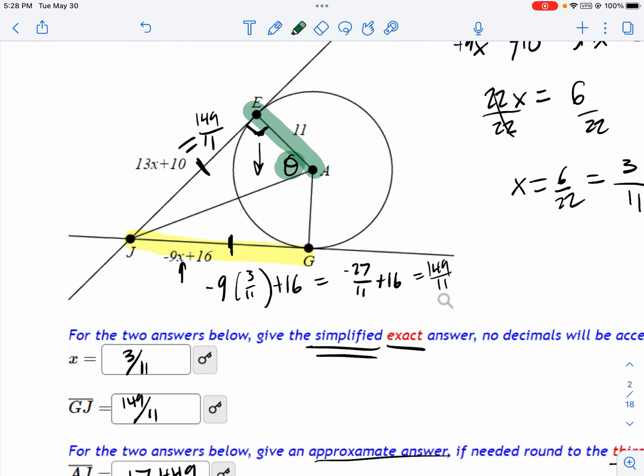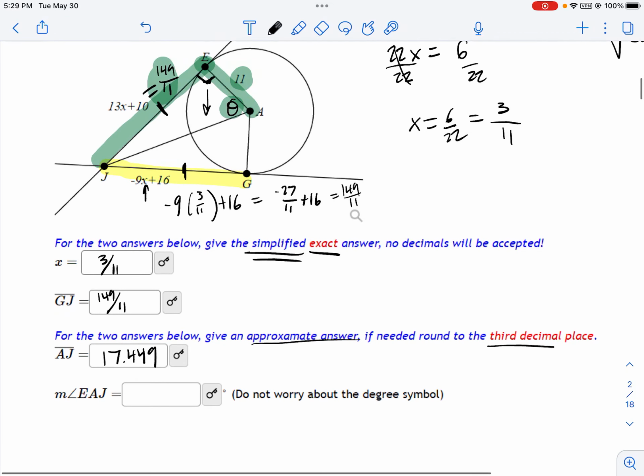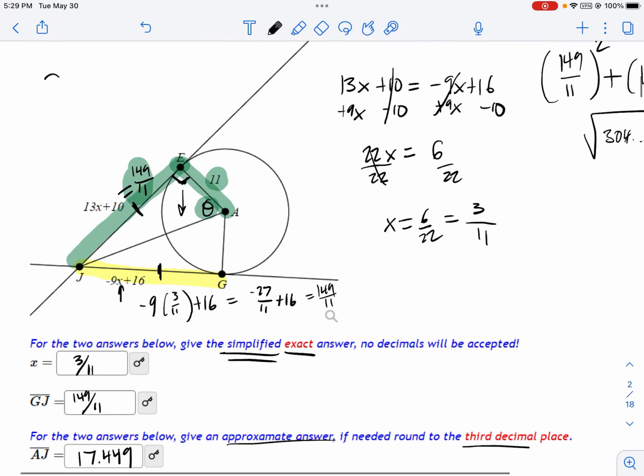So we know this one is exact. We know this one is exact, right? It's 149/11. And then you can use your SOHCAHTOA, right triangle trigonometry for this one. Whenever you need an angle with a right triangle, think SOHCAHTOA, right? So SOHCAHTOA is going to be what we use.